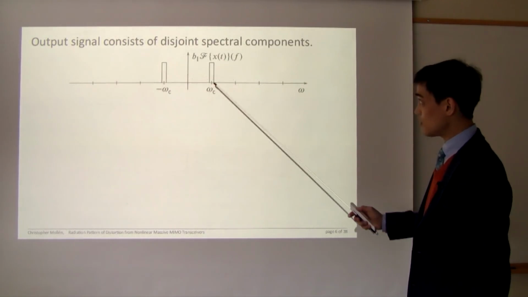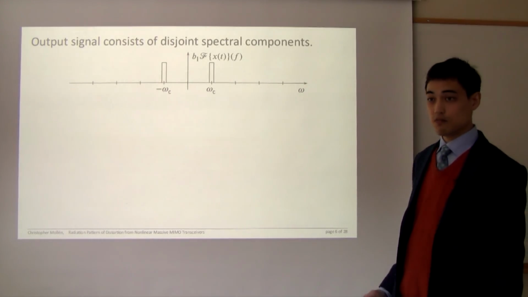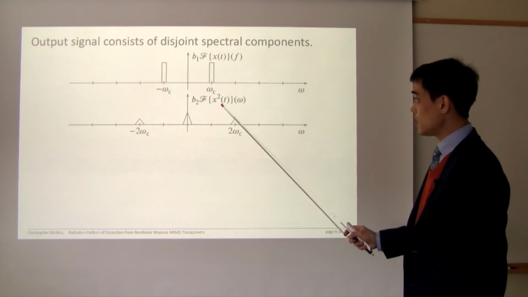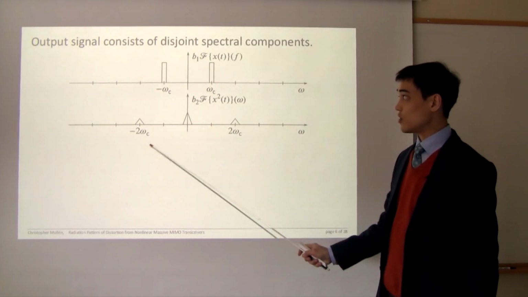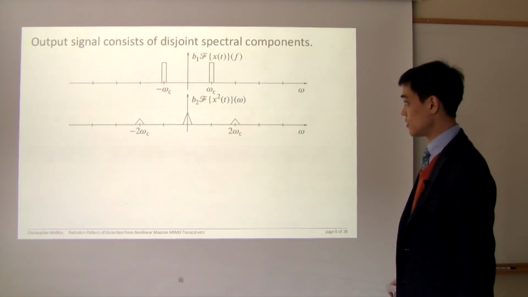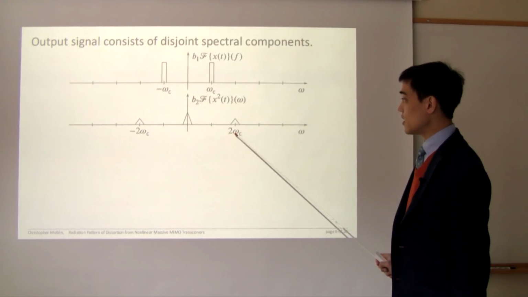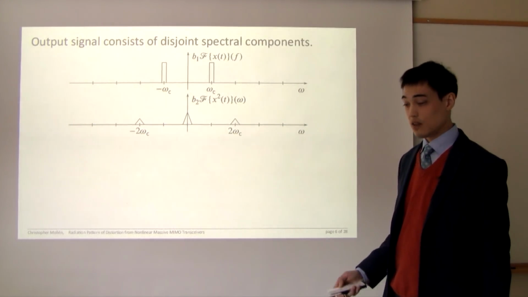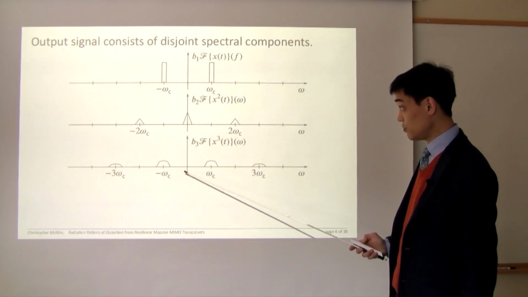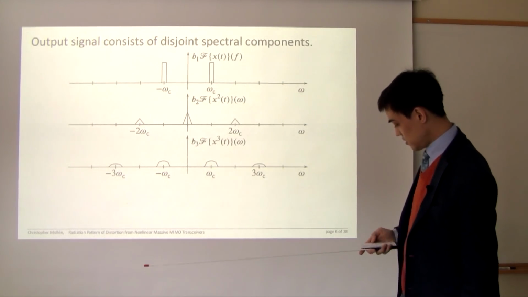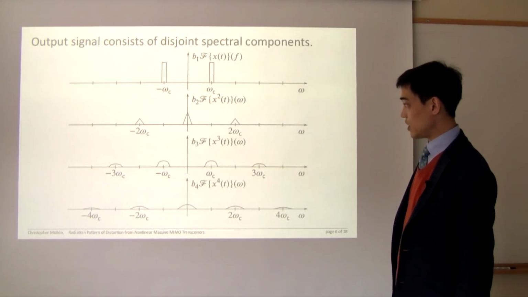The first term is the input signal. The second term, the square of the input signal, will be a convolution in the frequency domain of this with itself. So it will consist of three terms located around 2 times the carrier frequency and at the DC level. The third term will look like this. It will be the convolution between this and this signal. And the fourth term will look like this.